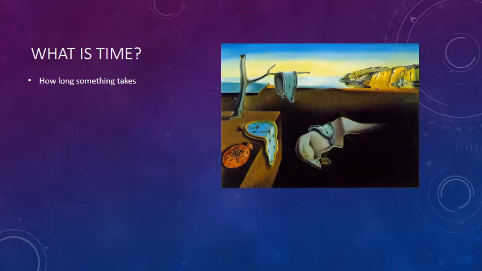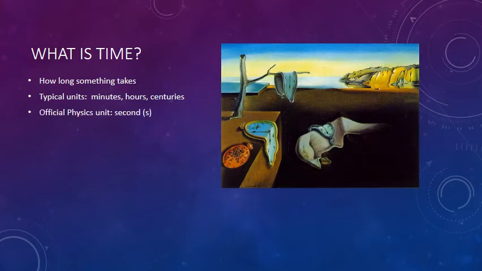You all have been dealing with time your entire lives, and so you know what time really means internally. If I followed that by asking you what a common unit for time is, people probably tell me something like minutes or hours or centuries. And those are all good units of time. You can use any of those in this class. There is, however, one standard unit of time that physicists use when we are doing equations and calculations, and that is the second.